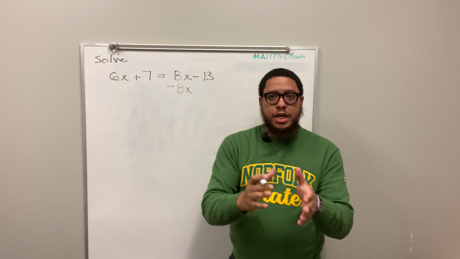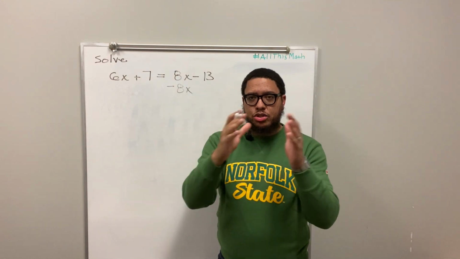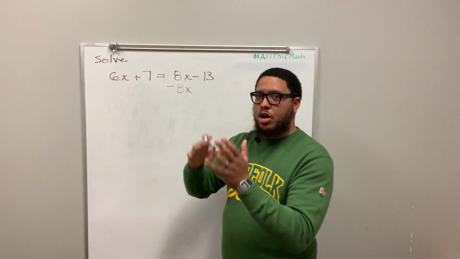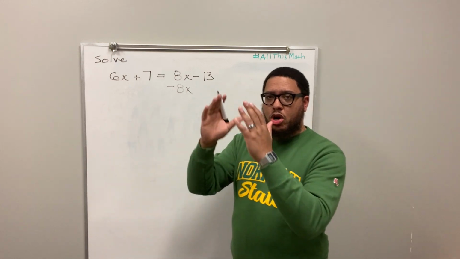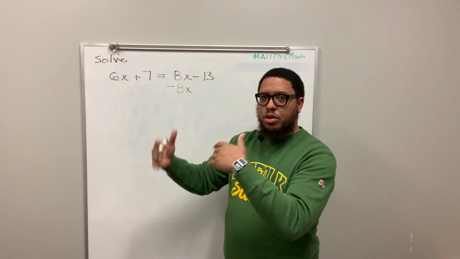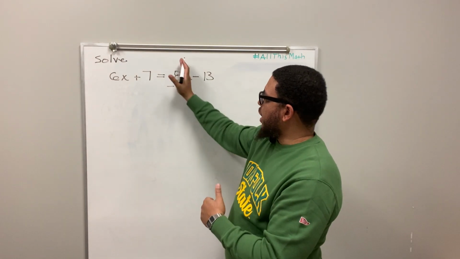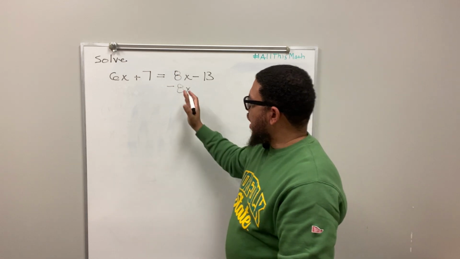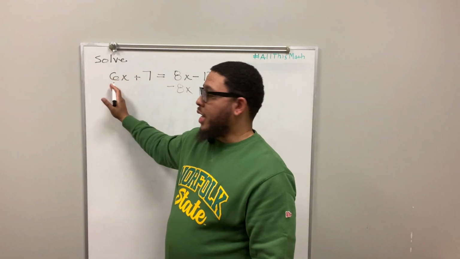But again, with equations, it's all about balance. It's about the truth and it's about balance. Equations are about finding the truth, and we always apply balance when we're going through the process. So if I subtract 8x on the right side of the equation, I also need to subtract 8x on the left side of the equation.